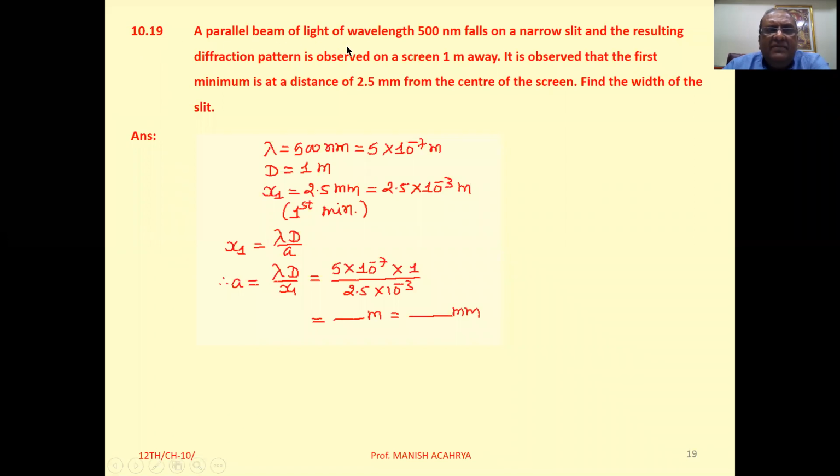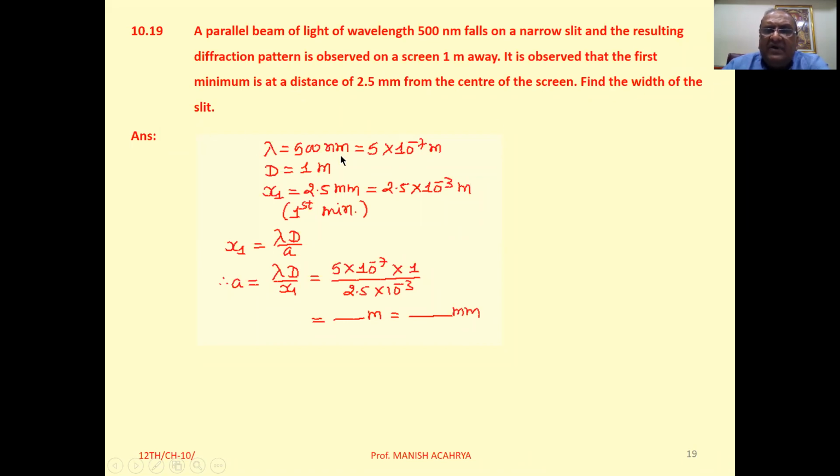10.19. A parallel beam of light of wavelength 500 nanometer falls on a narrow slit and the resulting diffraction pattern is observed on a screen 1 meter away. It is observed that the first minimum is at a distance of 2.5 millimeter from the center of the screen. Find the width of the slit.